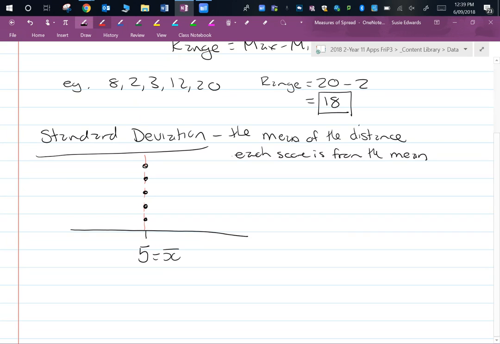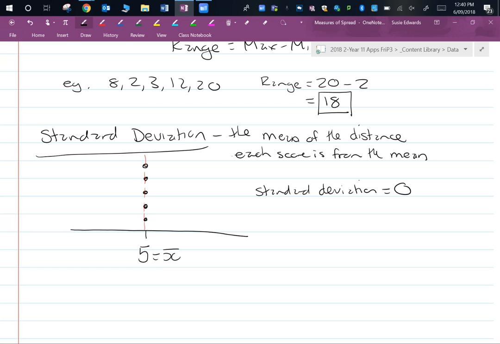Okay, how far from the mean are each of those scores? 0, they're on the mean. So therefore, the standard deviation, the average distance from the mean of all the points, is 0. So this is the time when standard deviation equals 0. If all the scores are exactly the same, then the mean is that number and the standard deviation is 0. There is no deviation from the mean. They're all the same. Can everyone understand that?